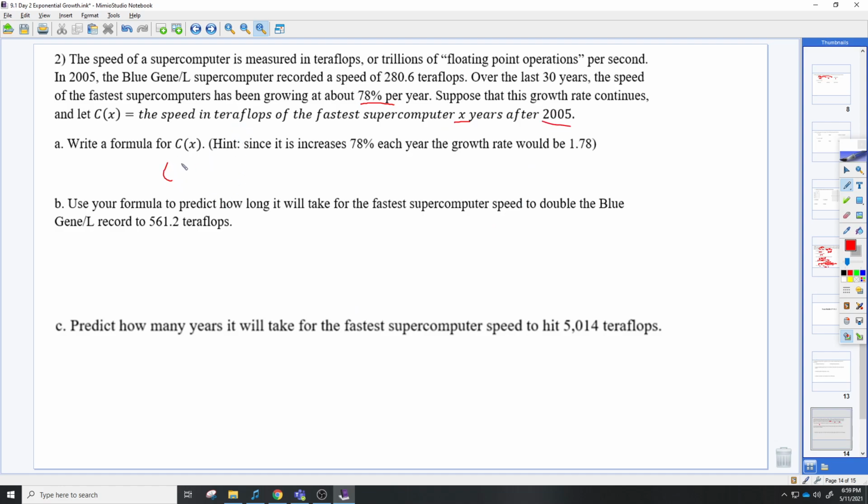Over the last 30 years, the speed of the fastest computers has been growing about 78% per year. Suppose that this growth rate continues. We're going to let C of x equal the speed in teraflops of the fastest computer x years after 2005. Okay. So write a formula for C of x. Hint: since it increases 78%, the growth rate would be 1.78. So we're increasing it like 100% plus an extra 78%. So this is what we're going to use for our growth rate. So this would be equal, what's our starting amount? 280.6. And we're going 1.78 to the x power. So this would be A. And this is B.